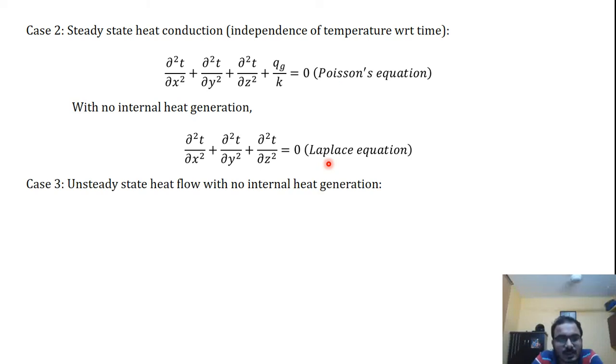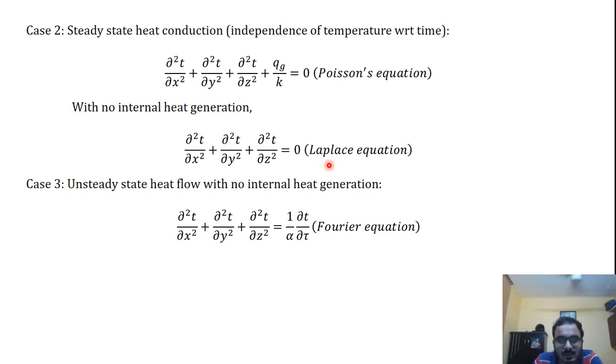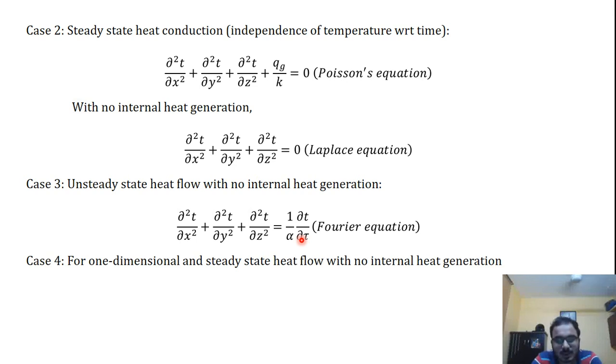Third case is unsteady state heat flow with no internal heat generation. Then its equation is this. That is, the Qg term has vanished, and we are still assuming unsteady, so del T upon del tau is still there. Fourth case is one dimensional steady state heat flow with no internal heat generation.